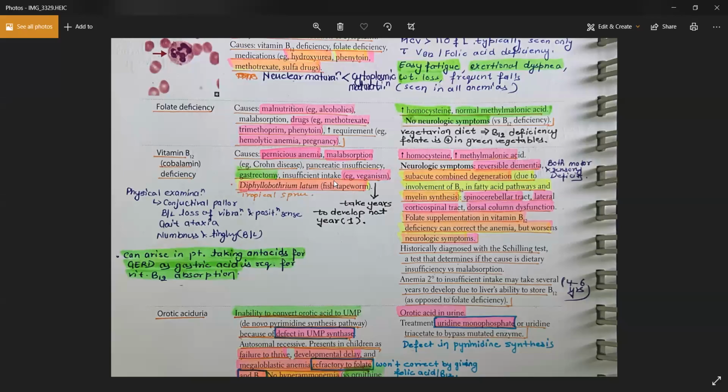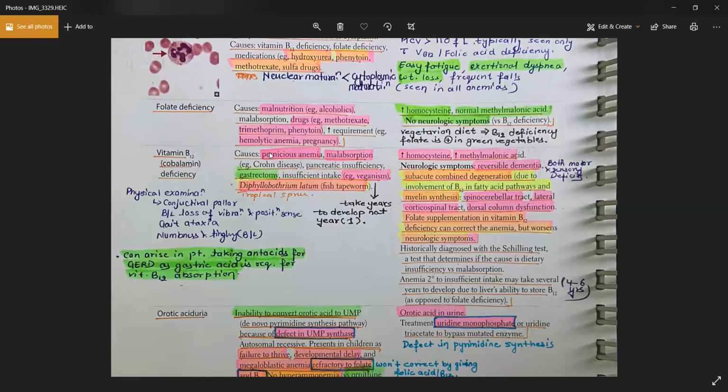You can also have it because of insufficient intake, like in veganism, because animal protein is a very good source of vitamin B12, but not plants. You can have tapeworms like Diphyllobothrium latum, which feed on your vitamin B12. So no matter how much vitamin B12 you take in, you will always get a deficiency in case of these parasites.